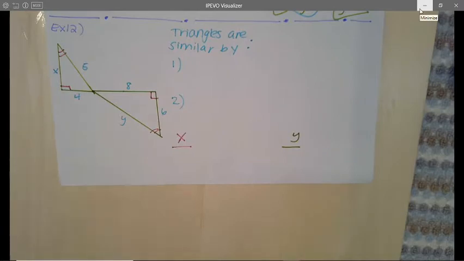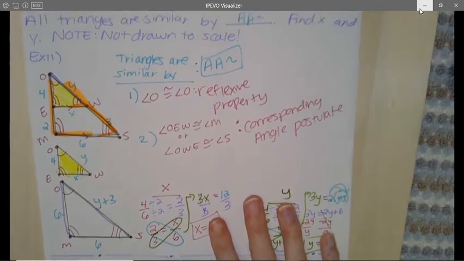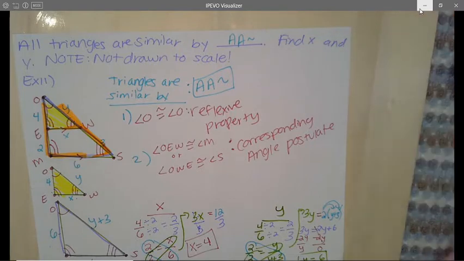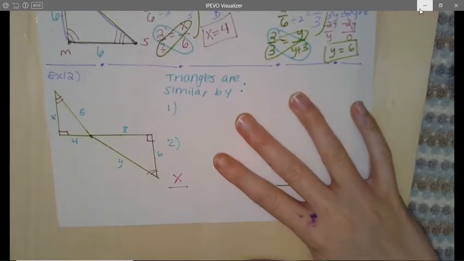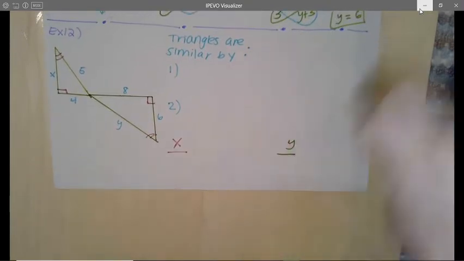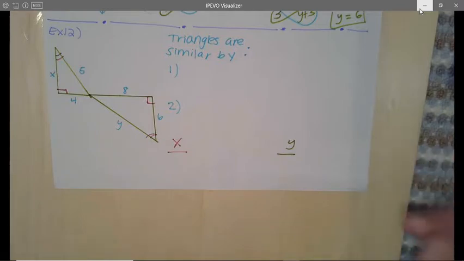Okay, let's get going on example 12. So again, we're trying to figure out how the triangles are similar, which if we saw from earlier, we know they're all similar by the same thing. So I kind of already know that they're going to be similar by AA similarity, but it's okay. We still need to prove that they're similar by AA. And then after that, we need to solve for X and Y using our proportionate sides, since these are similar triangles.